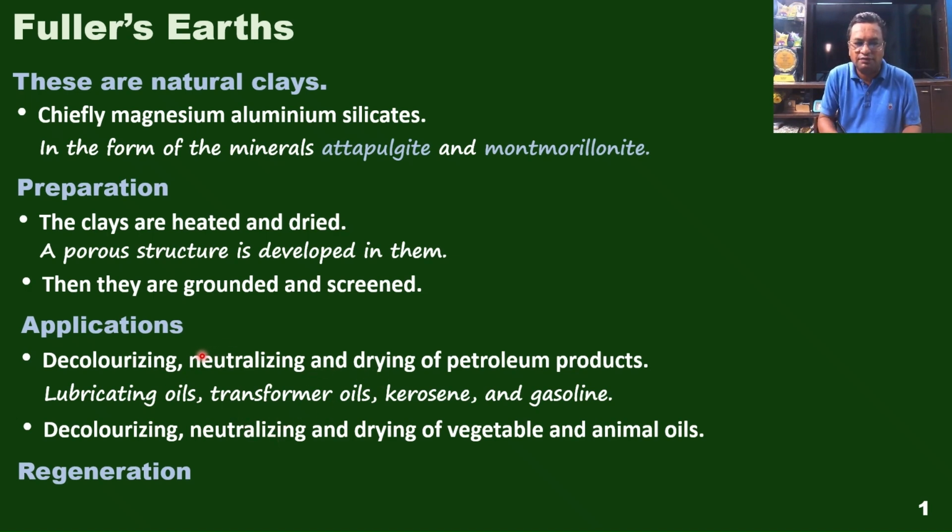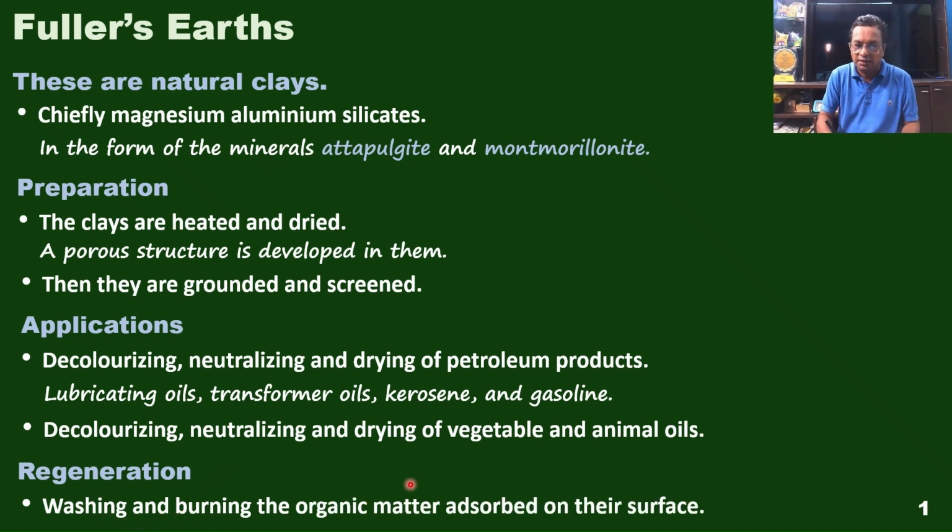After you have used them for a sufficiently long time and they get saturated, you can regenerate them so that you can use these Fuller's earths in a new adsorption operation. How is this regeneration carried out? The regeneration is carried out by washing and burning the organic matter that has adsorbed on their surface. So this is brief information about Fuller's earths, which are used as adsorbents for decolorizing of petroleum products, decolorizing of vegetable and animal oils, and the neutralizing and drying of petroleum products and of vegetable and animal oils.